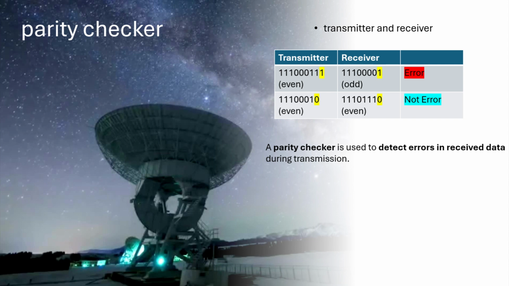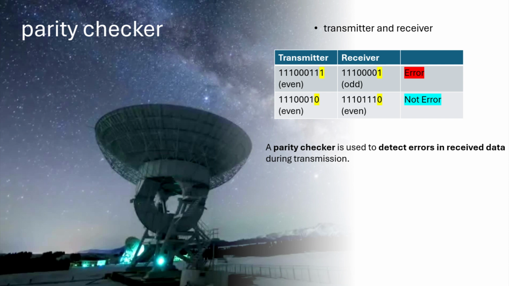But here is something very important. I do not want you to miss this. Parity checking is not perfect. What happens if 2 bits flip during transmission? For example, a 0 becomes a 1 and a 1 becomes a 0. The total number of ones might stay exactly the same. Even stays even. Odd stays odd. The parity checker would say no error.